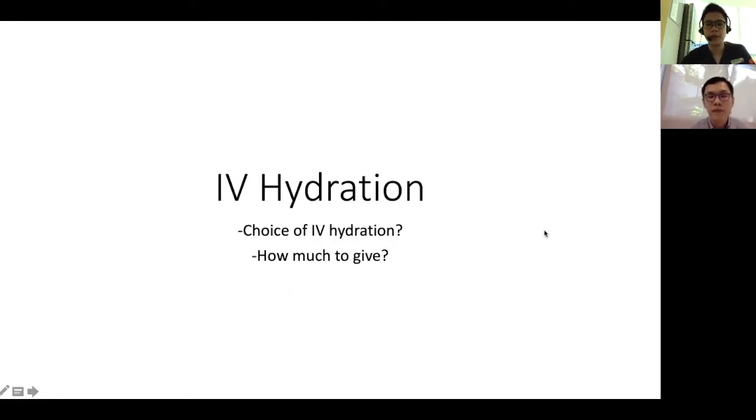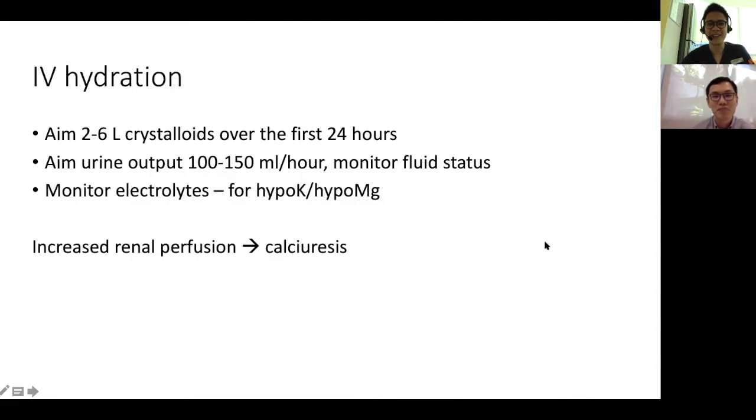So maybe now we can shift gears a bit to the management of hypercalcemia in general. I think most of us know that IV hydration is the main tenet of the management of hypercalcemia, but perhaps what we may not know so well is how much to give, because we just know it's supposed to give a lot of fluid. So maybe you could give us some guidance on this.